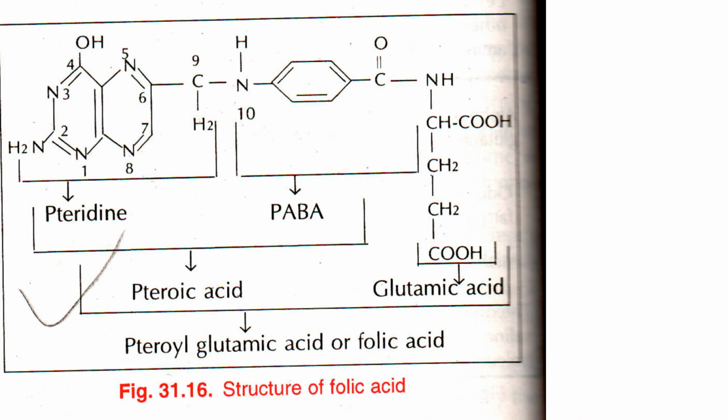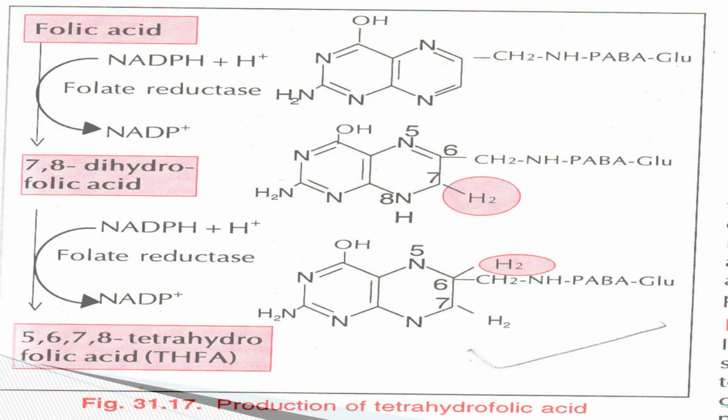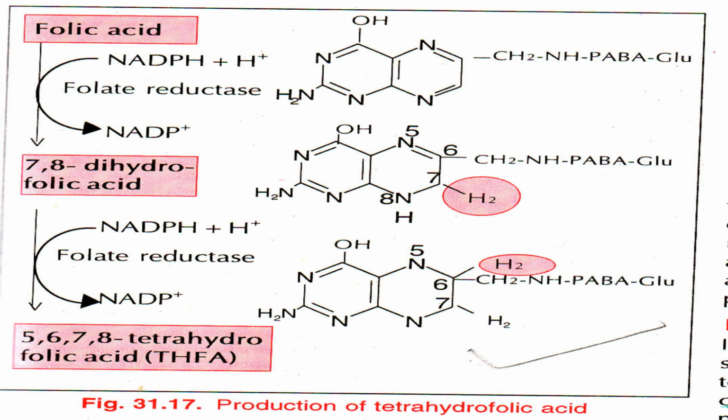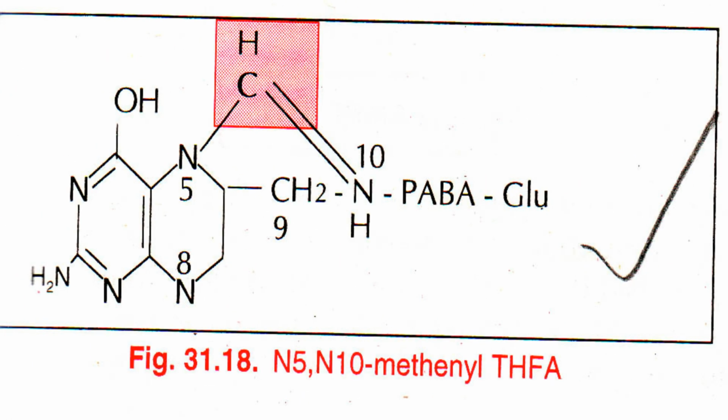This diagram illustrates the structure of folic acid, composed of pteridine, PABA, and glutamic acid, forming pteroyl glutamic acid. This figure shows the 2-step production of tetrahydrofolic acid, or THFA, from folic acid, catalyzed by folate reductase. This image shows the structure of N5, N10-methylene THFA, a form of tetrahydrofolic acid.